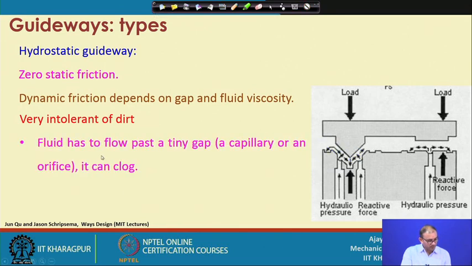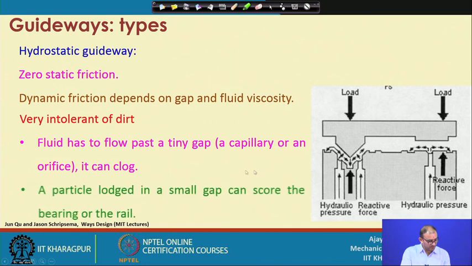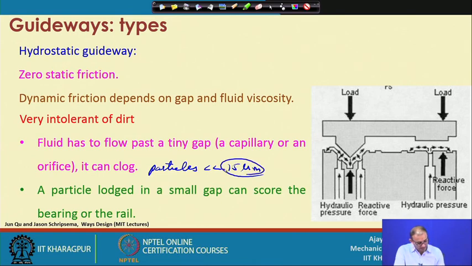Right. So, fluid has to pass through a tiny gap, a capillary or an orifice, and it can clog. That is what is happening here. A particle lodged in the small gap can score the bearing or the rail. Now, there is another problem. By chance, if the particle size is smaller than 15 micron, consider that, then first of all it will not clog. So, if this is the case, then no clogging.